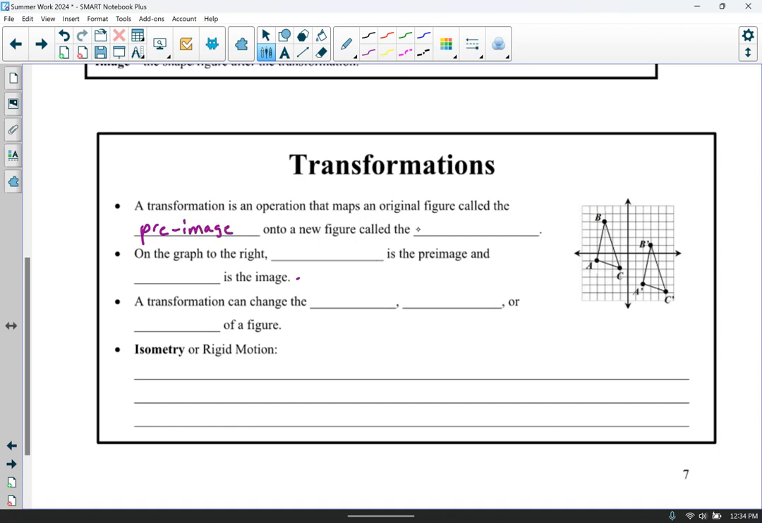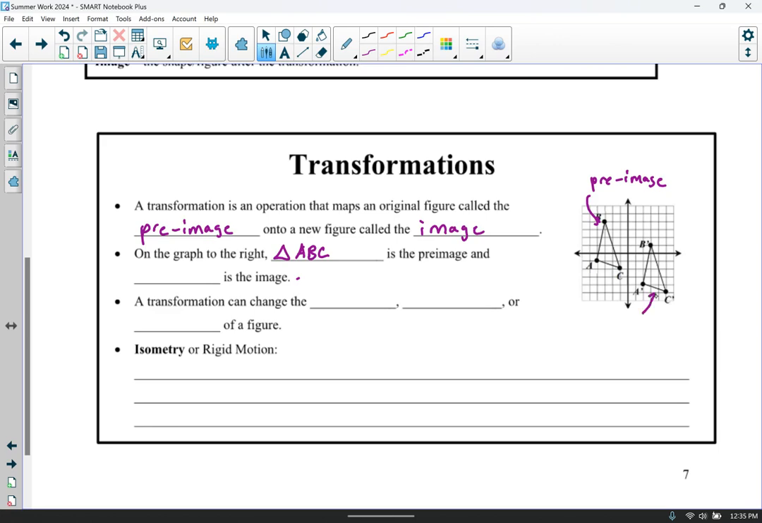onto a new figure called the image. If we look on the graph to the right, triangle ABC is our pre-image. Okay, and we name that triangle, that means triangle, and we name by the vertices ABC. The pre-image in naming and on a graph never has marks around it, it's just ABC.